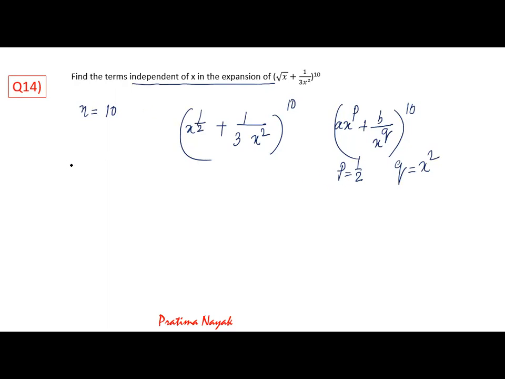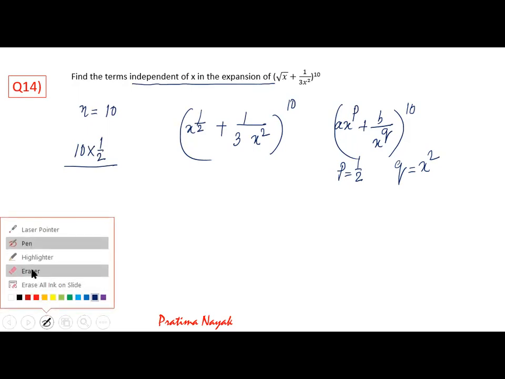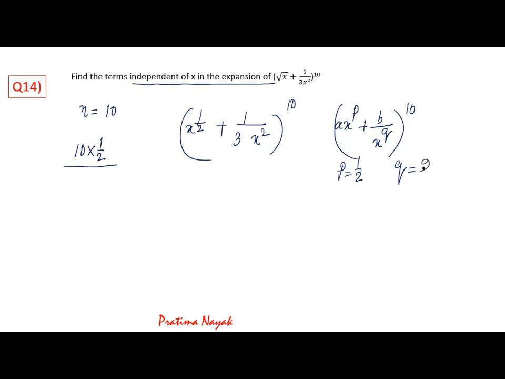n is equal to 10. So the value of r for the term independent of x is equal to n into p by p plus q, that is 10 into 1 by 2. And q is equal to 2. Very sorry, q is equal to 2. This is q, this is p, by p plus q. So half plus 2 is 5 by 2, so this will be 10 into half by 5 by 2. That will be how much? Second term. Second term is independent of x.